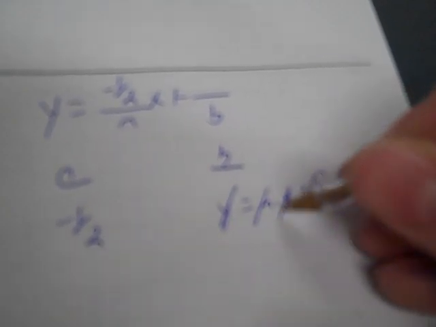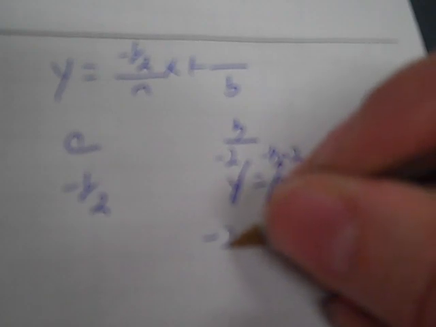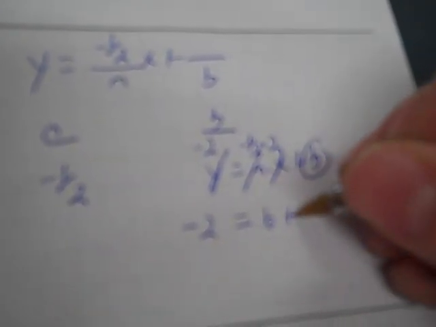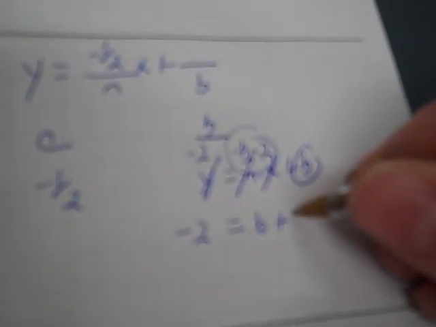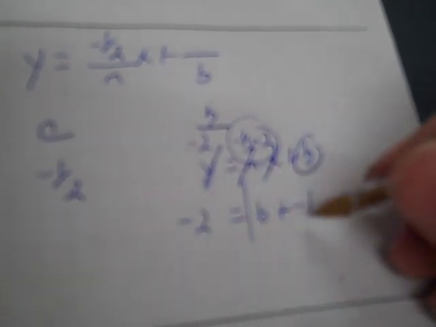So m is -1/2. And then the b, y equals m times x plus b, and I have to solve for the b. My m is -1/2, and I put -2 for y and 2 for x. So you line up your equals, you got -2 equals b plus -1/2 times 2, which is -1. Then you add 1 to both sides. So -1 is equal to b.